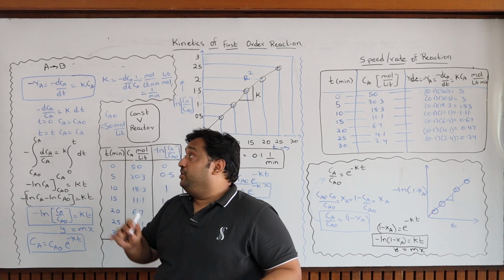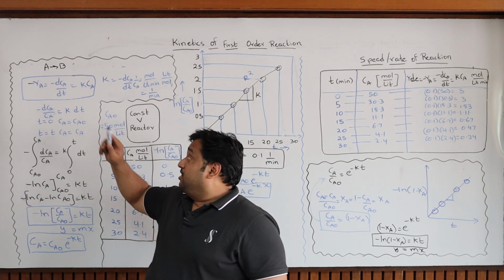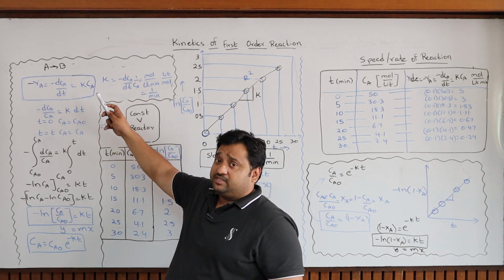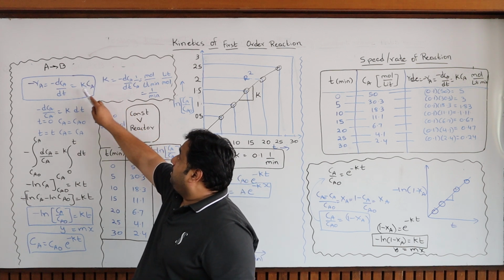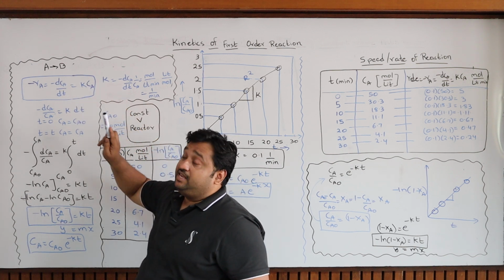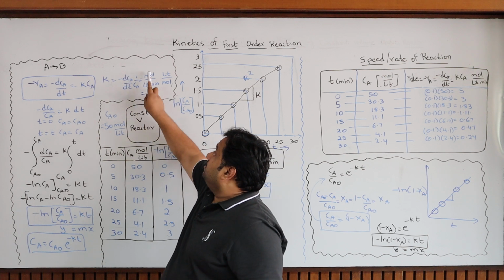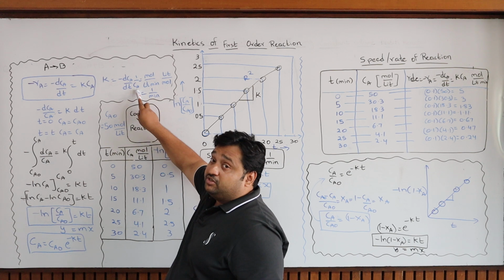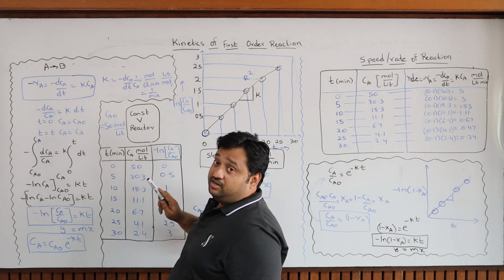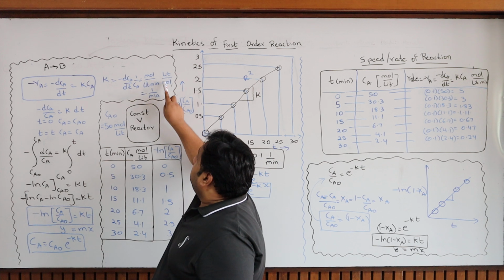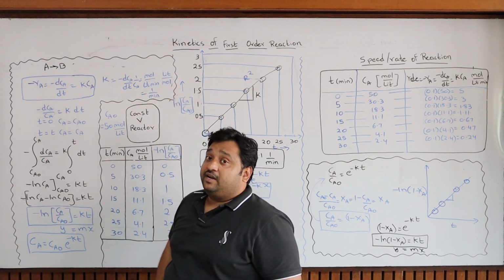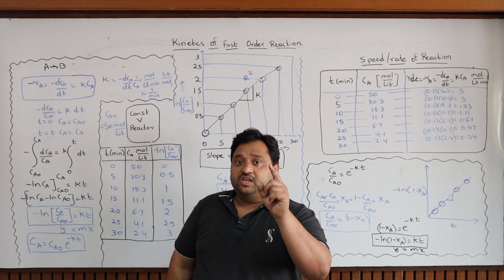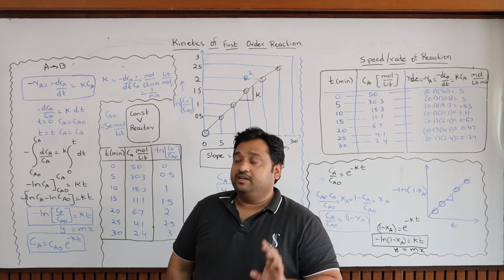How to find the units of the rate constant K? Just like the way we discussed in the last class, K is nothing but dCA by dt divided by Ca. What are the units of concentration? Mole per liter. What is the unit of time? Minute. The liter cancels, the mole cancels, and you get per minute. That means the unit of the rate constant for a first order reaction is 1 by time, which is per minute.